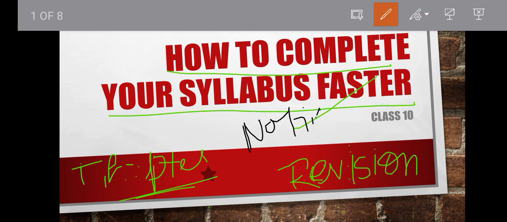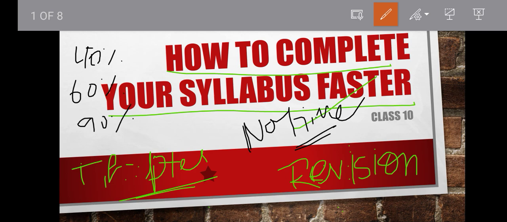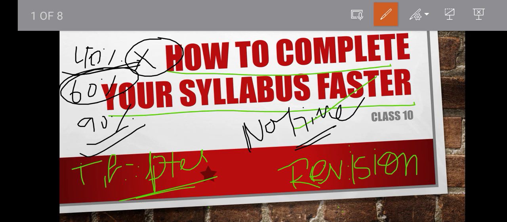No time for revision. So yesterday I did a poll on my Telegram handle. There I asked how much of your syllabus is done. Some are saying 40%, some are saying 60%, and one student is saying 90%. This person is not going good till the day. This is okayish. This I don't think is possible, but if he or she has done, it's very great.